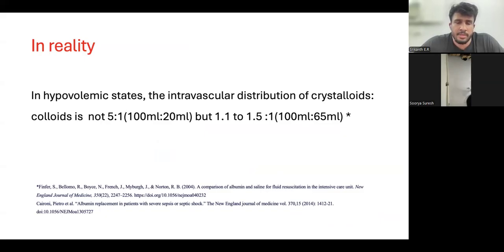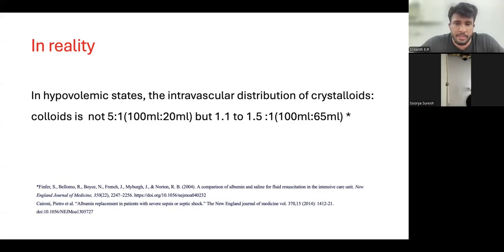In reality, what actually happens, in studies like the SAFE study and the ALBIOS study, is that to get the same intravascular distribution of colloids and crystalloids, the ratio is not actually 5 is to 1. The ratio is closer to 1.1 is to 1 or 1.5 is to 1. So the thing that we have noticed is that the clinical response to fluid resuscitation with colloids is not as drastic as we initially thought. So this is one of the few things that is explained by this concept.